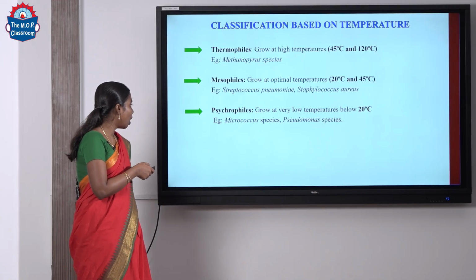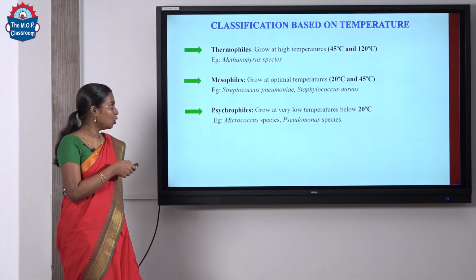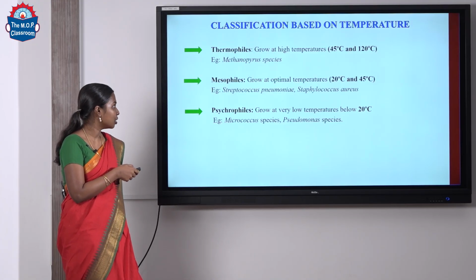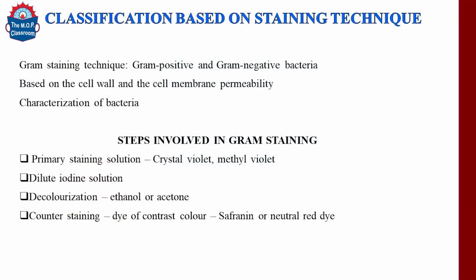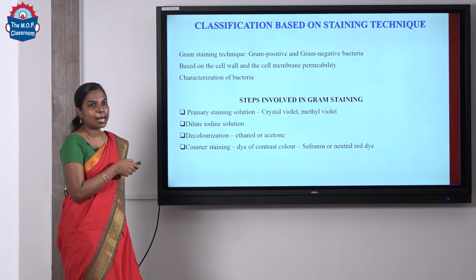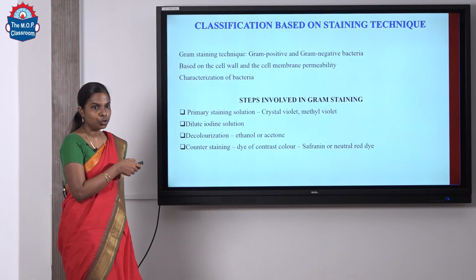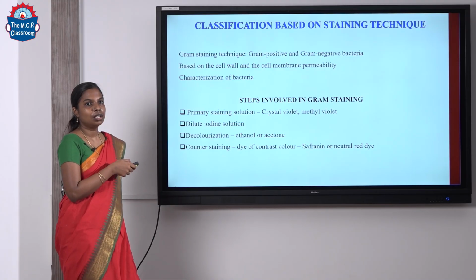The third one is called psychrophiles. Psychrophiles can grow only in the presence of very low temperature, below 20 degrees Celsius. The last one is classification based on staining technique. So, the staining technique is called the gram staining technique, and gram staining technique categorizes bacteria into 2 groups, either gram negative or gram positive bacteria, based on the permeability of cell wall and cell membrane.